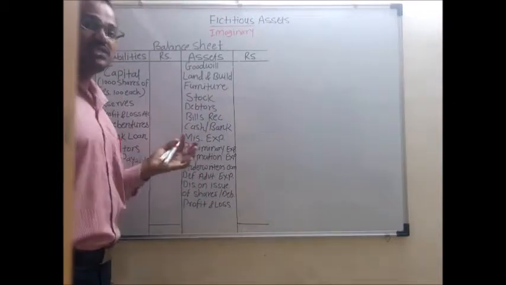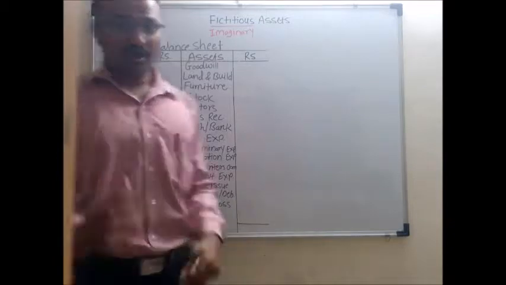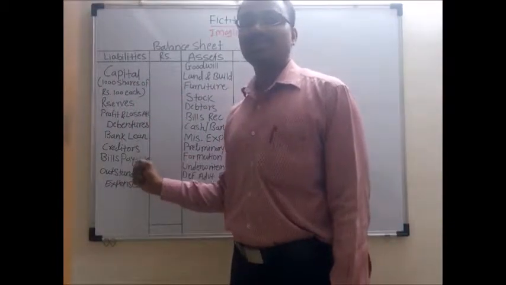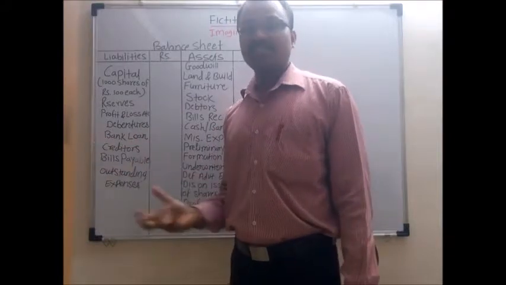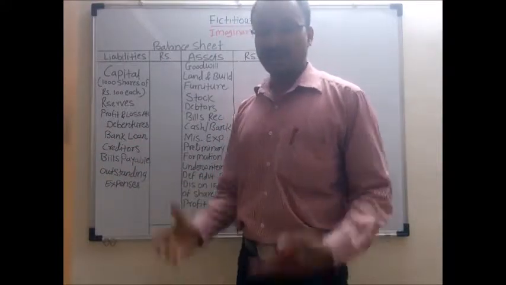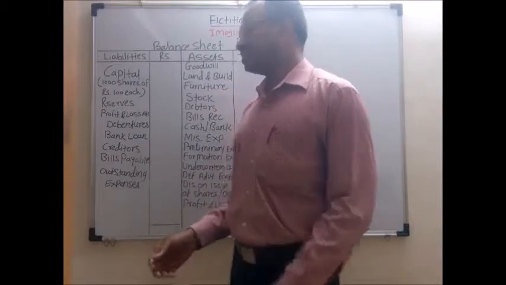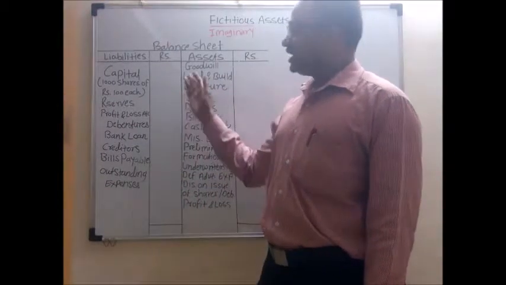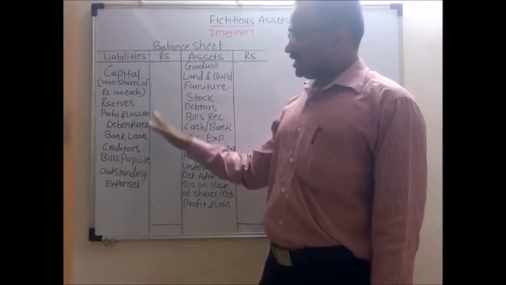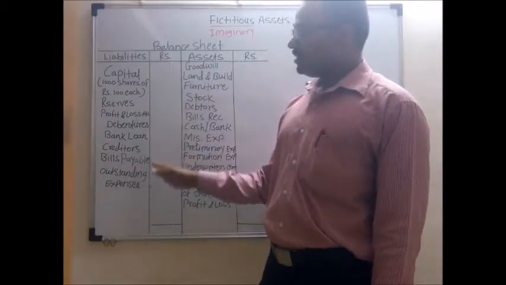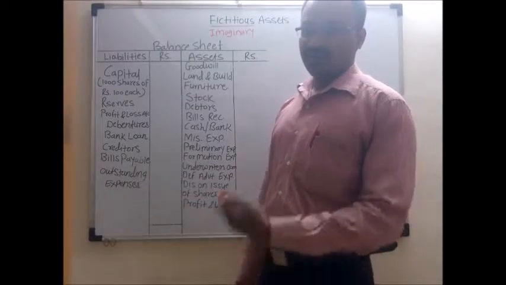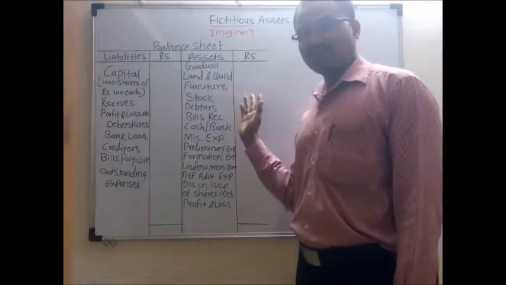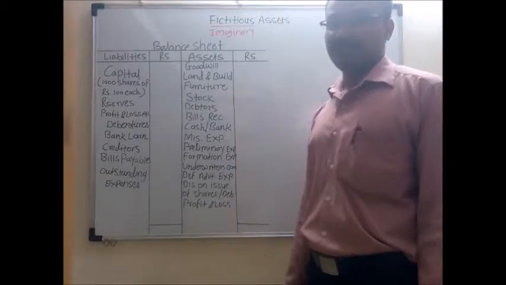With the help of this horizontal form of balance sheet, we are going to understand the concept of fictitious assets, why those assets are known as fictitious assets, and what are the various examples of fictitious assets. So this is the horizontal form of balance sheet. Here some common liabilities have been recorded on the left hand side of the balance sheet and various common assets have been recorded on the right side.